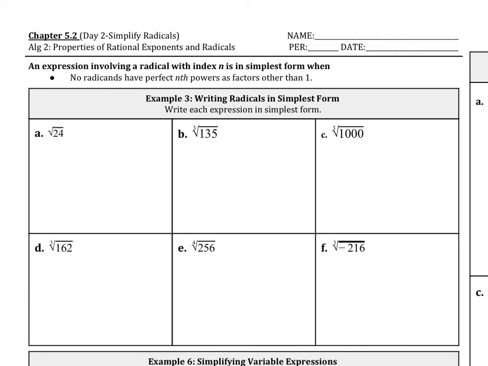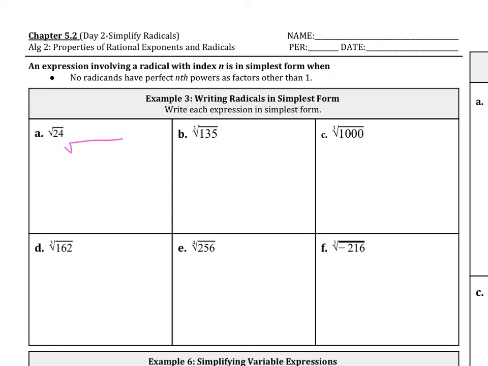Chapter 5.2, we're going to look at simplifying nth roots or radicals. An expression involving a radical with index n is in simplest form when it has no more perfect nth powers other than 1. Letter A is an example or a review of simplifying square root of 24.